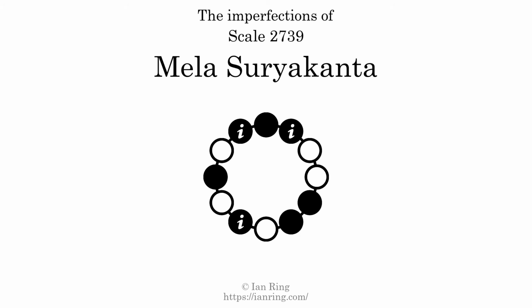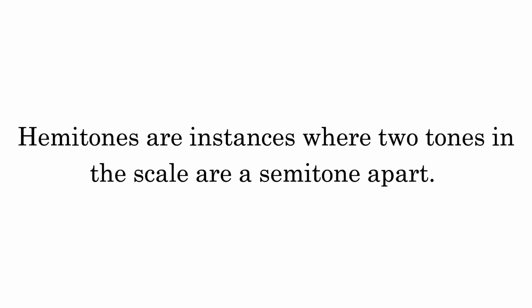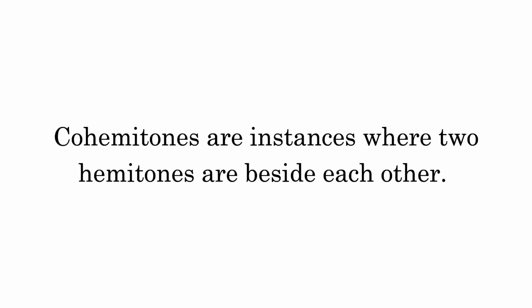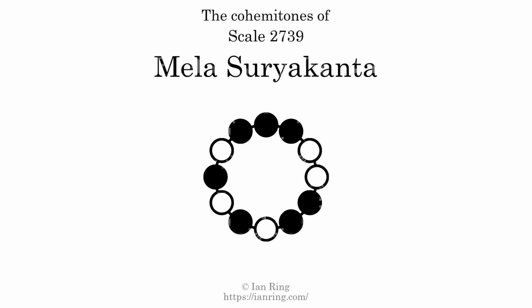They are at positions here, here, and here. Hemitones are instances where 2 tones in the scale are a semitone apart. This scale has 3 hemitones. They are at positions here, here, and here. Cohemitones are instances where 2 hemitones are beside each other. This scale has 1 cohemitone here.